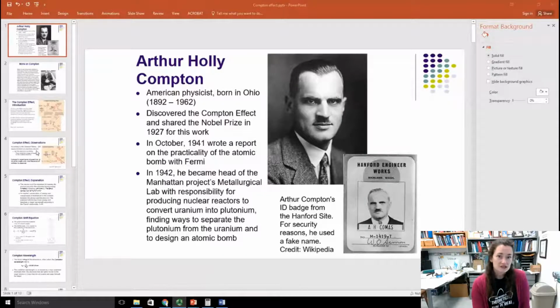In October of 1941, after he was already famous, he wrote a report on the practicality of the atomic bomb with Enrico Fermi. And in 1942, he became head of the Manhattan Project's metallurgical lab, and his responsibilities included producing nuclear reactors to convert uranium into plutonium. He helped find ways to separate the plutonium from the uranium to design an atomic bomb. Of course, all this work was top secret, so he used a fake name, Mr. Comus, when he worked at the Hanford site on the Manhattan Project.